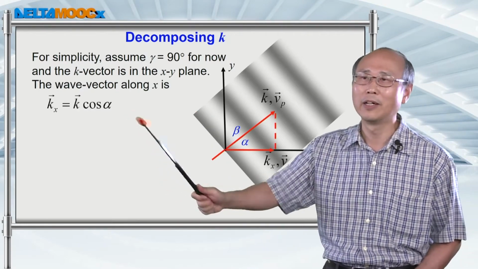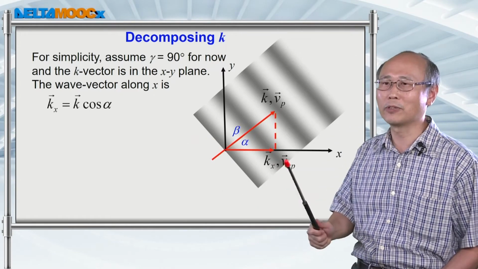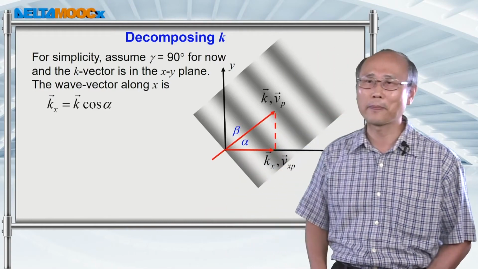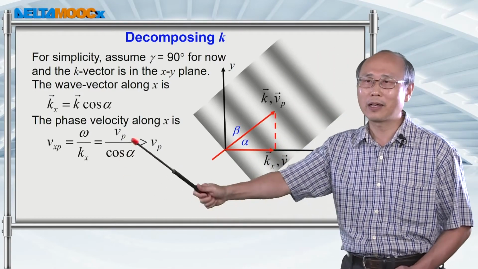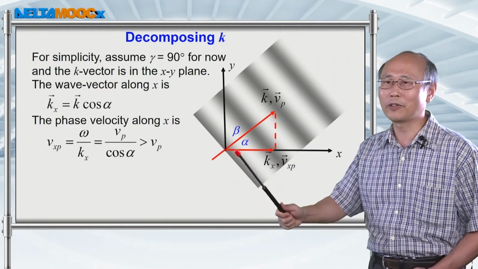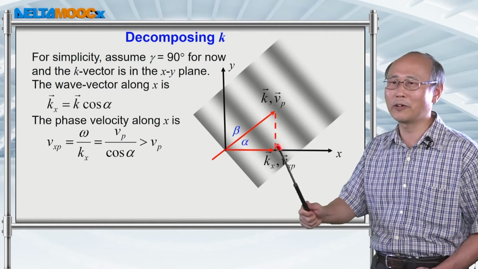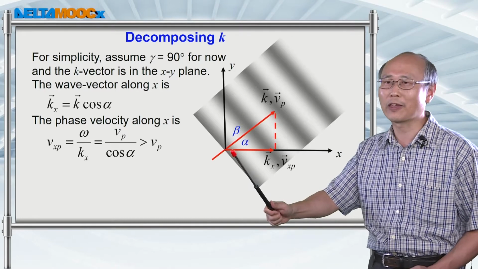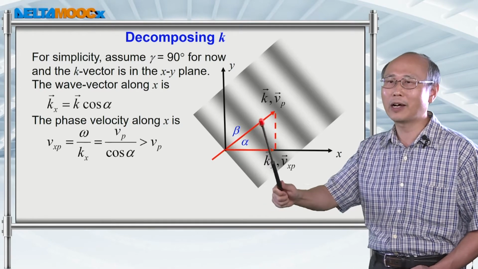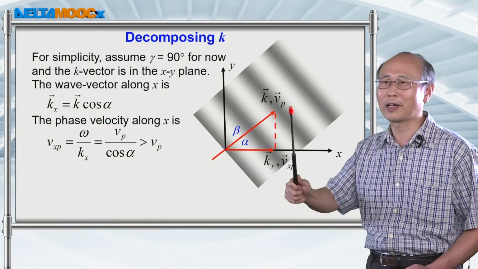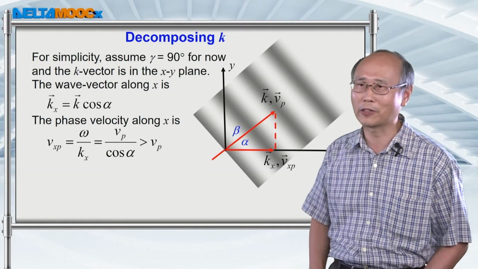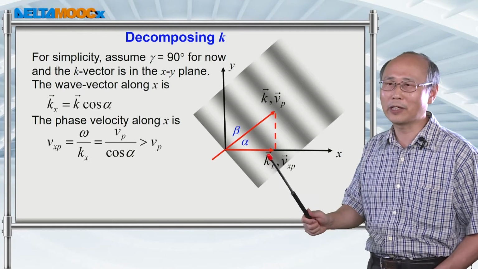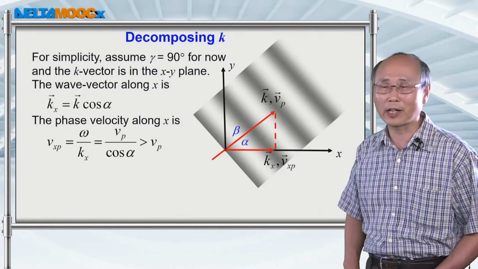So kx, if you project this k onto x-axis, then you have k cosine alpha. And you can look into the phase velocity of this wave along this x direction. Well, previously we always focused on the phase velocity along the wavefront direction, along the direction perpendicular to the wavefront plane. But in fact, you can look into the phase velocity along any directions.